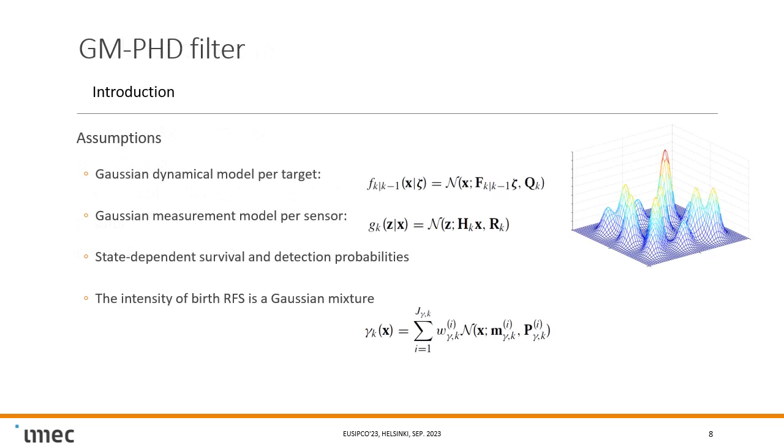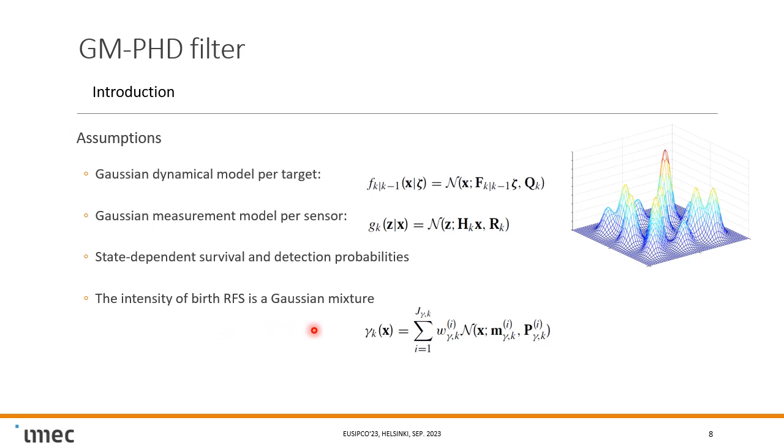There are several implementations of the PHD filter that attempt to make it tractable. The Gaussian mixture filter or GMPHD filter is based on these four assumptions: a Gaussian dynamic model, a Gaussian measurement model, state-dependent survival and detection probabilities, and it also assumes that the intensity or the PHD of the birth set is a Gaussian mixture.